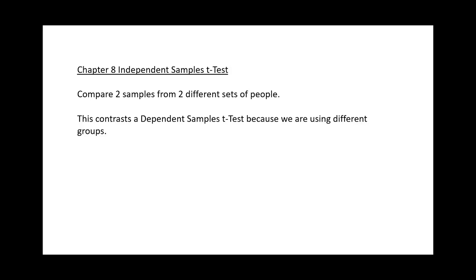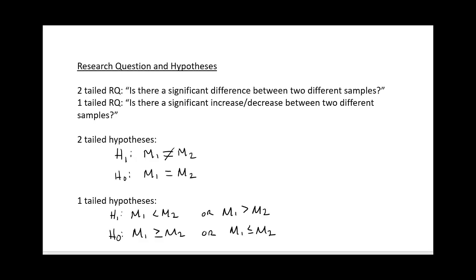So let's jump into the research question and hypotheses that will establish the purpose for hypothesis testing for an independent samples t-test. We're going to cover the two-tailed research question and the one-tailed research question, and then the two-tailed hypotheses and the one-tailed hypotheses. For a two-tailed research question for an independent samples t-test, we ask, is there a significant difference between two different samples? That is the general research question.